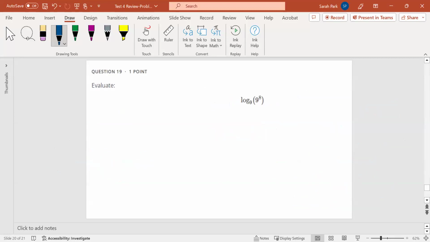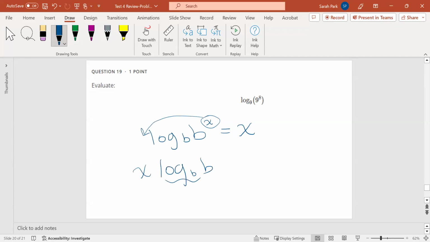Okay, number 19, evaluate log base 9 of 9 to the 8th. You can do this using the calculator, or remember that there is an inverse property of logarithms. If you have log base b of b to some power x, this just becomes x. Another way you can also reason this out is if we use the power rule and get x to come down. If you have log base b of b, that would just be 1, and x times 1 is just x. So you can think of this log base 9 of 9. What's remaining would be just 8.